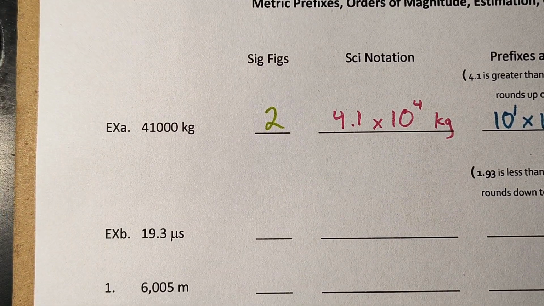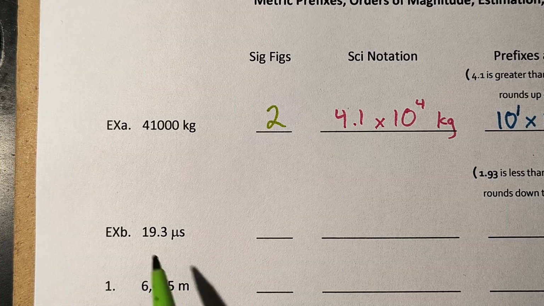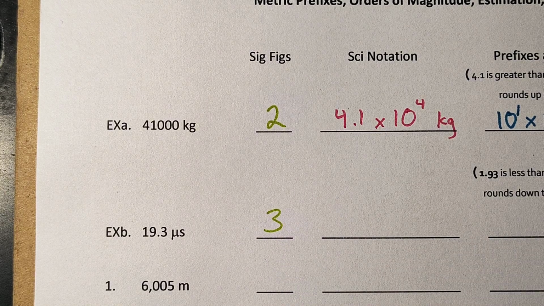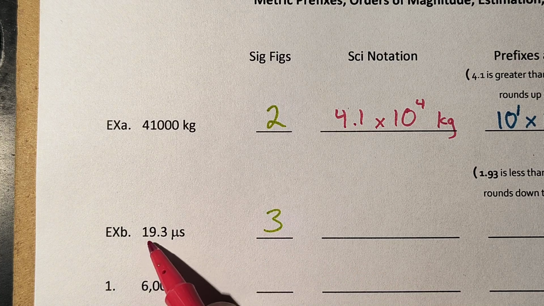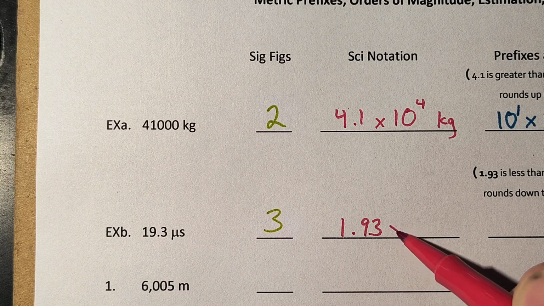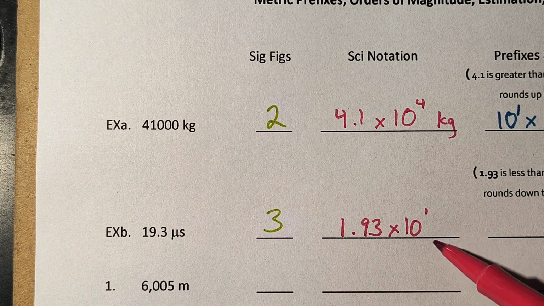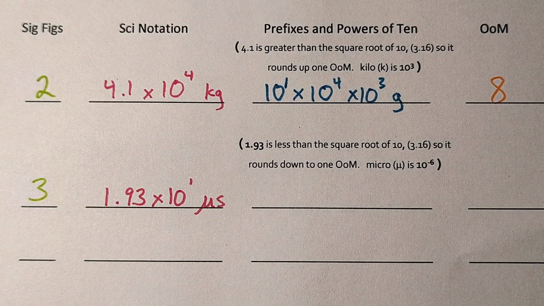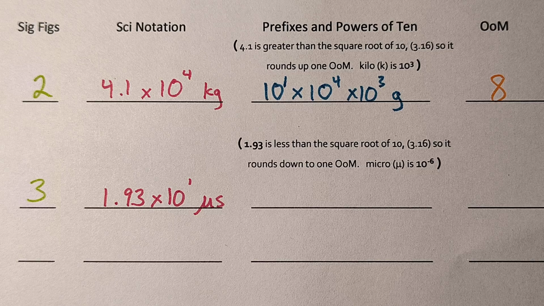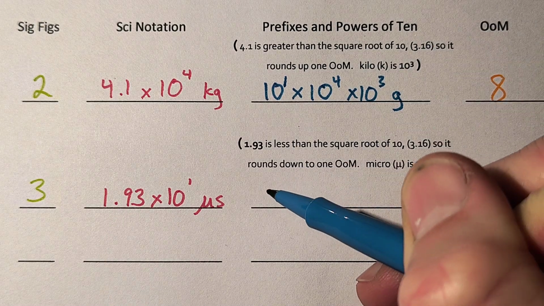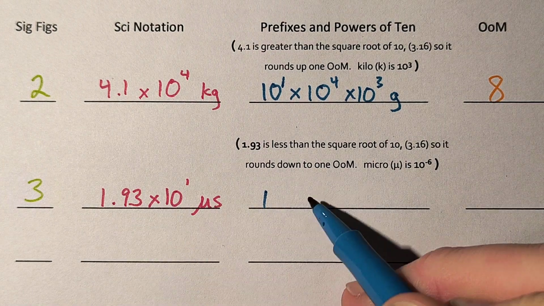All right, so let's take a look at the next one. So we have 19.3 microseconds, and if I just count that up, 3 non-zeros, well, that's nice and easy, 3 sig figs. All right, and then scientific notation. It's pretty close, but we'll move that decimal over 1 more place, 1.93. We moved it 1 to the left, so that's going to be 10 to the first power microseconds. All right, and then in terms of prefixes and powers of 10, 1.93 is closer to 1 than it is to 10. And so we'll round that down to a 1. And then we have times 10 to the first.